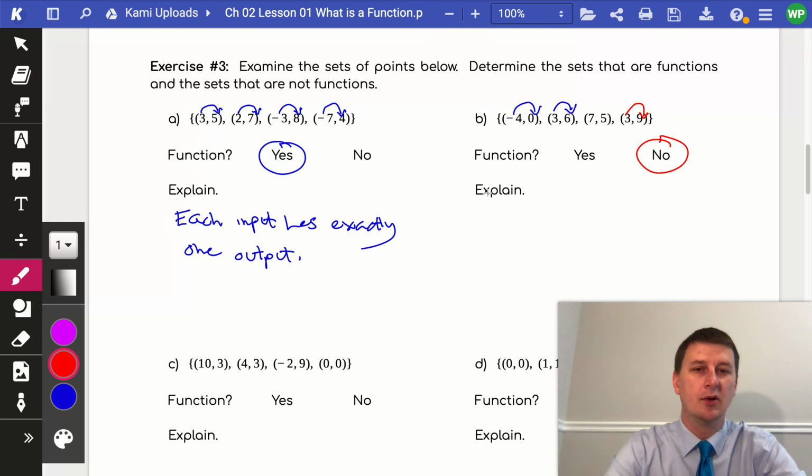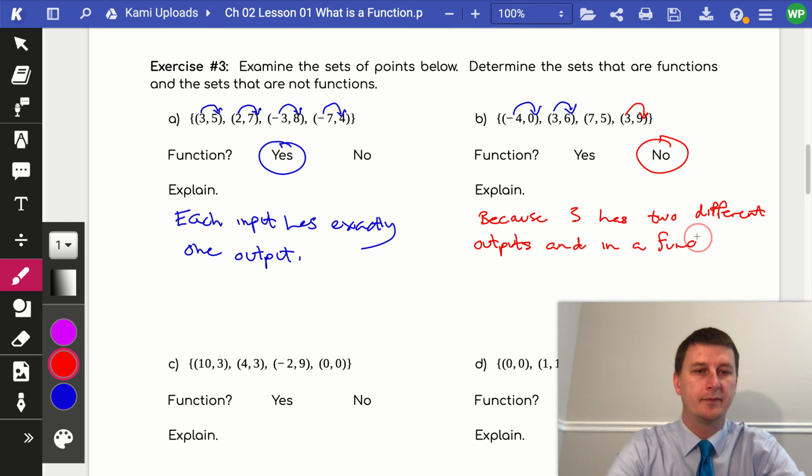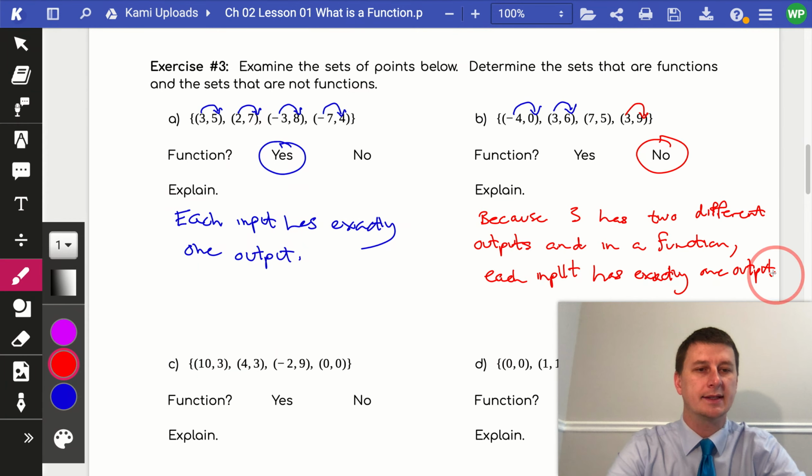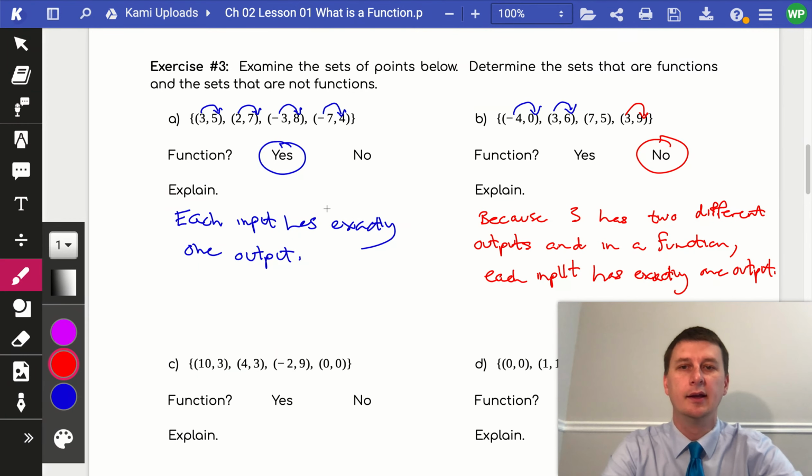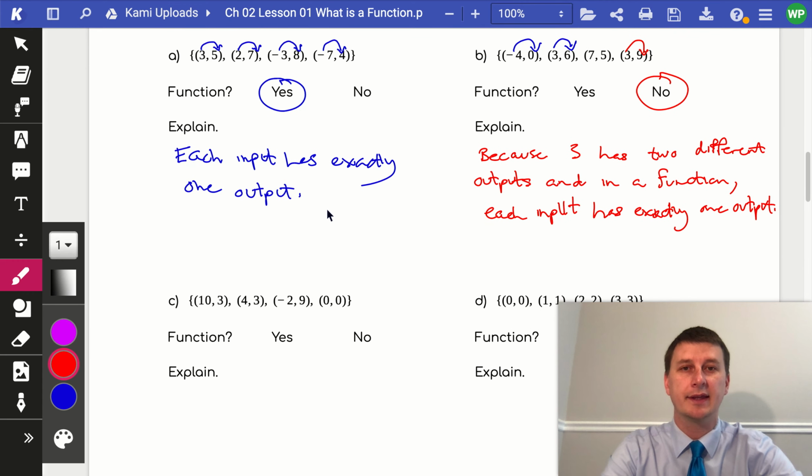And to explain, we're going to say because 3 has 2 different outputs, and in a function, each input has exactly one output. So that's not a function right there. All right. Let's go on to part C now and take a look at that one.